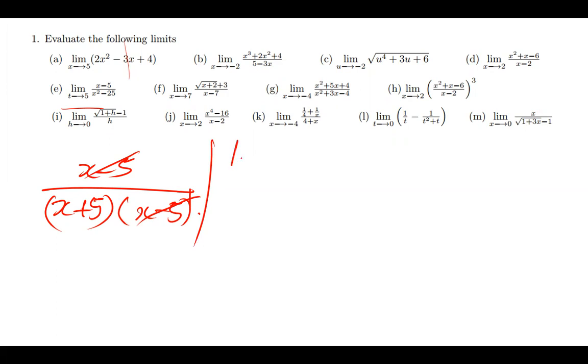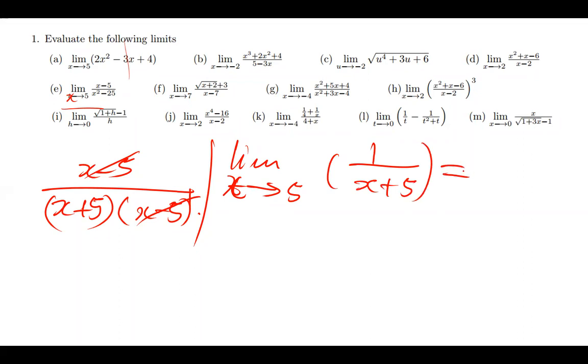Meaning that expression can be written as the limit when x is approaching 5 of 1 over x plus 5. Here it was supposed to be x, not t. So there we just have to replace 5 where there's x, meaning we just have 1 over 5 plus 5, which will just be 1 over 10.